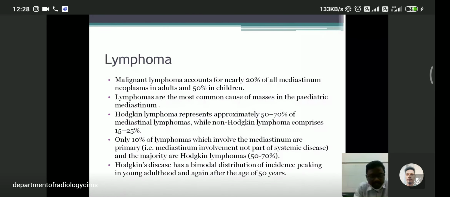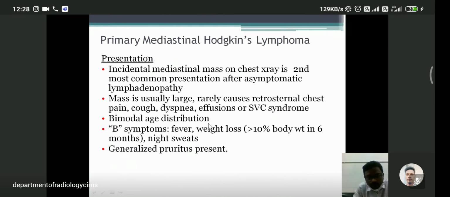Next common lesion is the lymphoma. So commonly we encounter the Hodgkin lymphoma in this region. Usually patients present with the complaint of pain, cough, dyspnea, effusion, or sometimes it can be an incidental finding also.